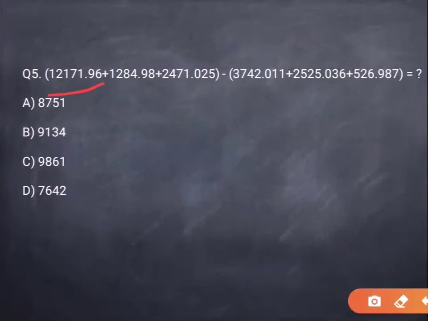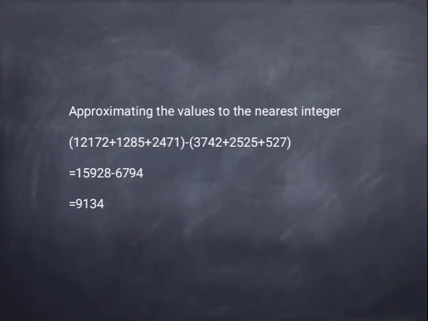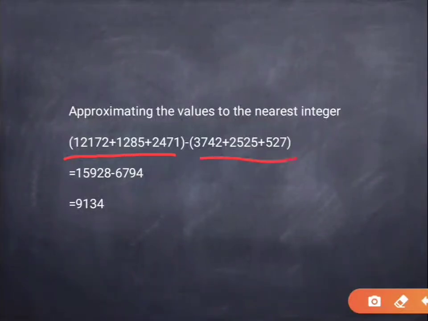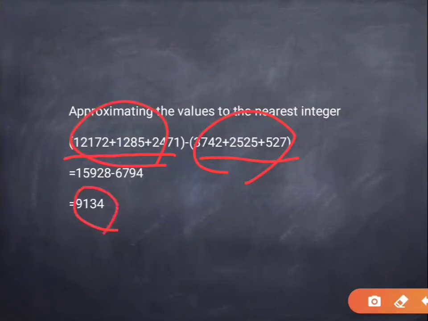So round off all values, we get 12,172 plus 1,285 plus 2,471 minus 3,742 plus 2,525 plus 527. So just add these values, so subtract this from this, you have the answer. I hope you can do it on your own. If you need any help, please ask me in the comment section. So I'll go to the next question, sixth question.